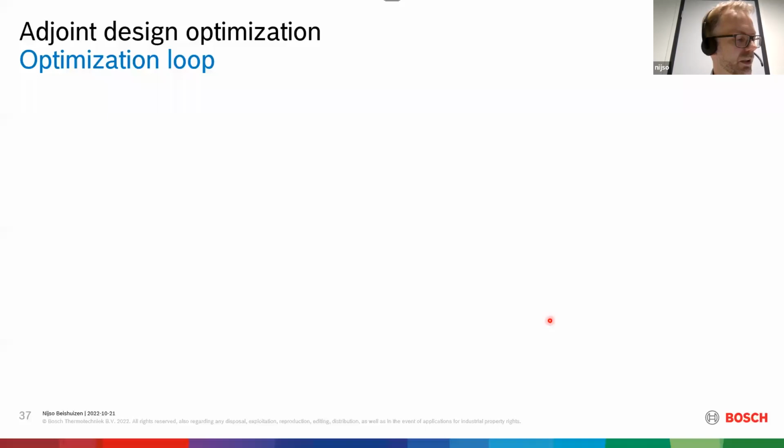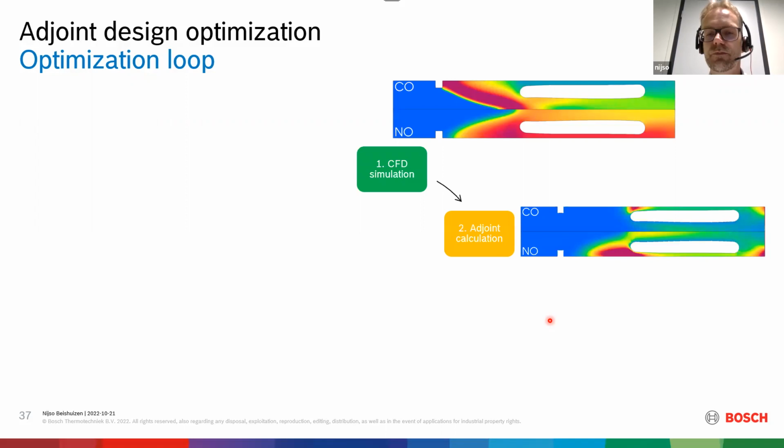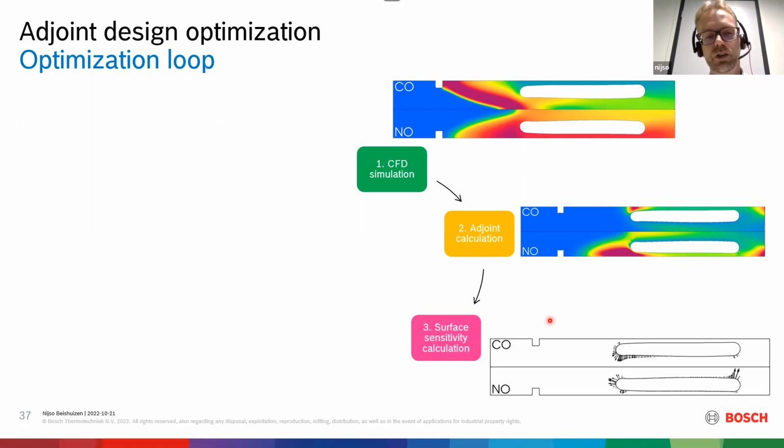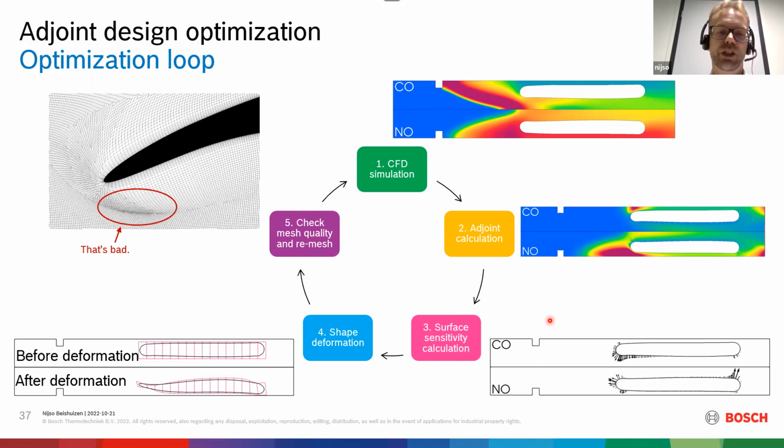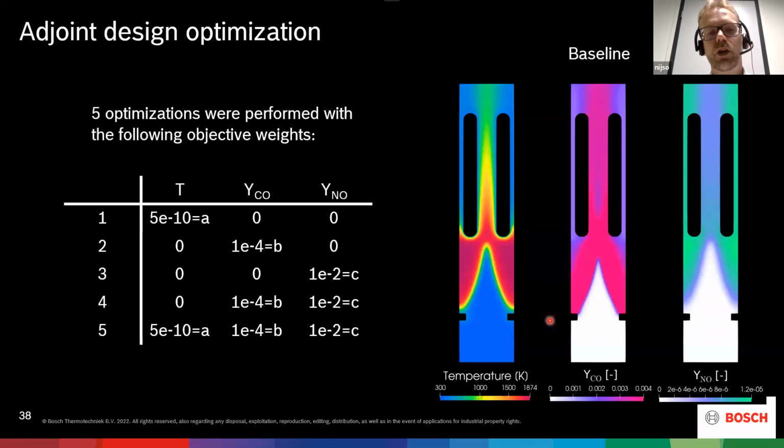So what is the entire workflow that we use? We compute the primal solution. Then we compute these adjoint equations. Then we compute the surface sensitivities from that. We deform the mesh. If the mesh is actually bad, then we can still use a meshing tool to improve the mesh quality, for instance, the Pointwise remesher. And we do this entire loop again and again until we are satisfied with our objectives.